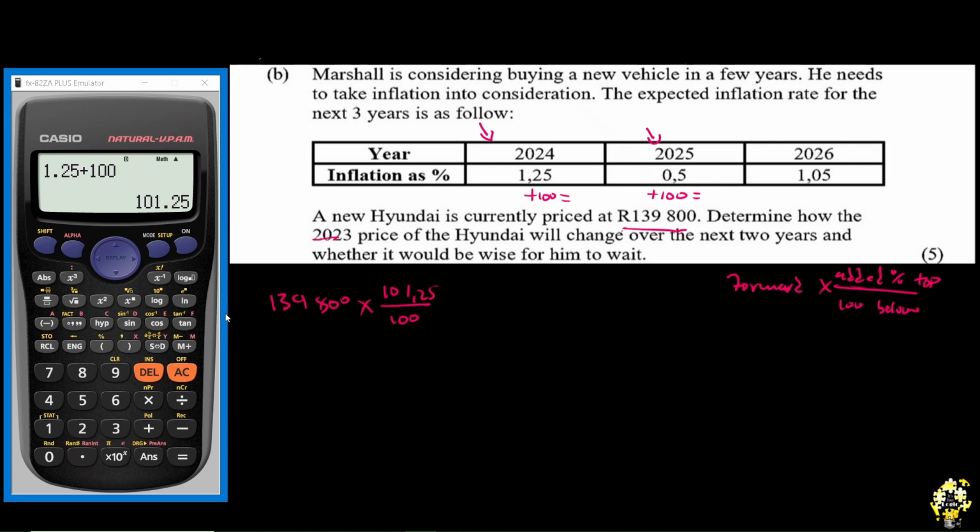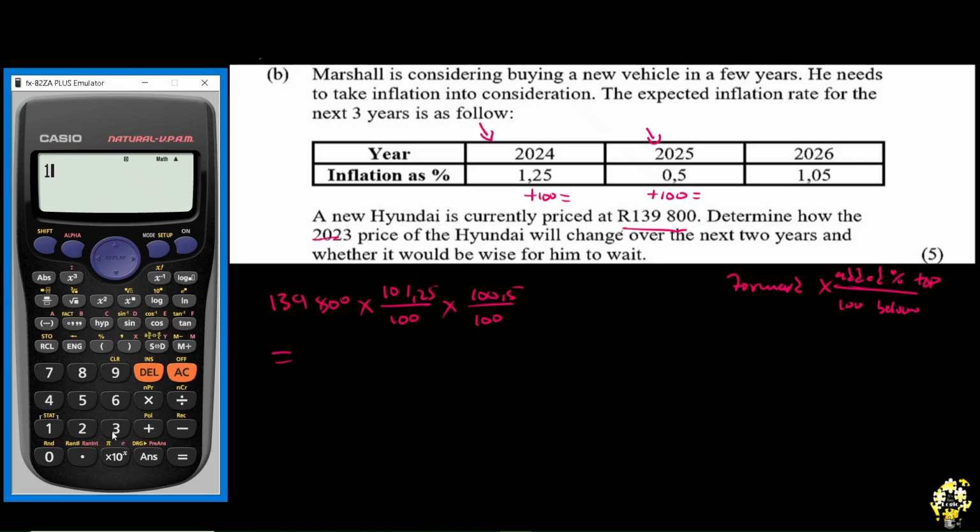You don't have to solve for 2024 first and then solve for 2025 next unless the question is specific about doing so. But if it is not, you are still going to get your full marks. There are memos that can back up what I am saying. So if you multiply here again, you do the same thing. We say 0.5 plus 100, and we get 100.5. Added at the top, 100 below. In one line. That's what we are doing.